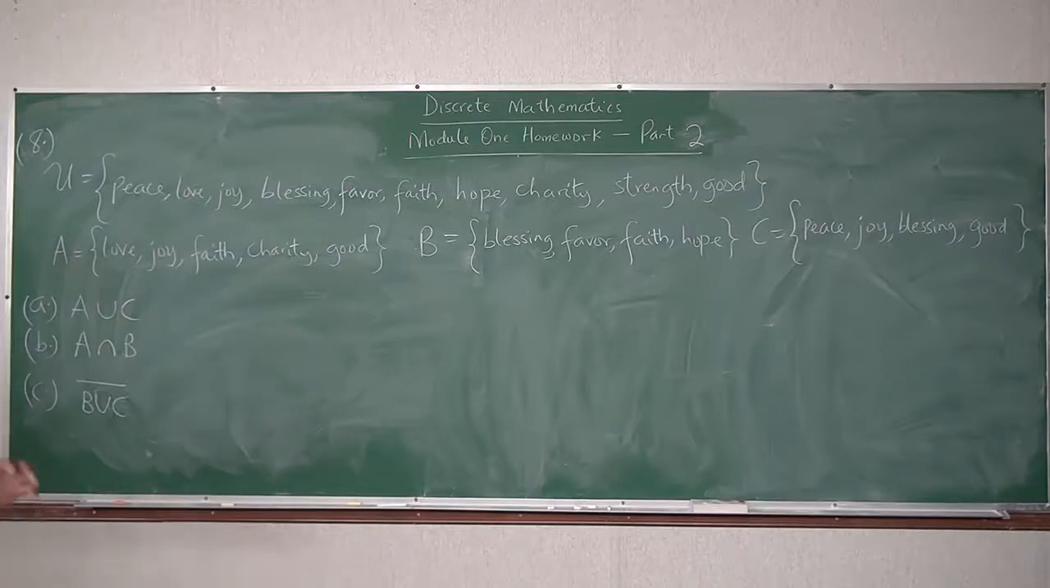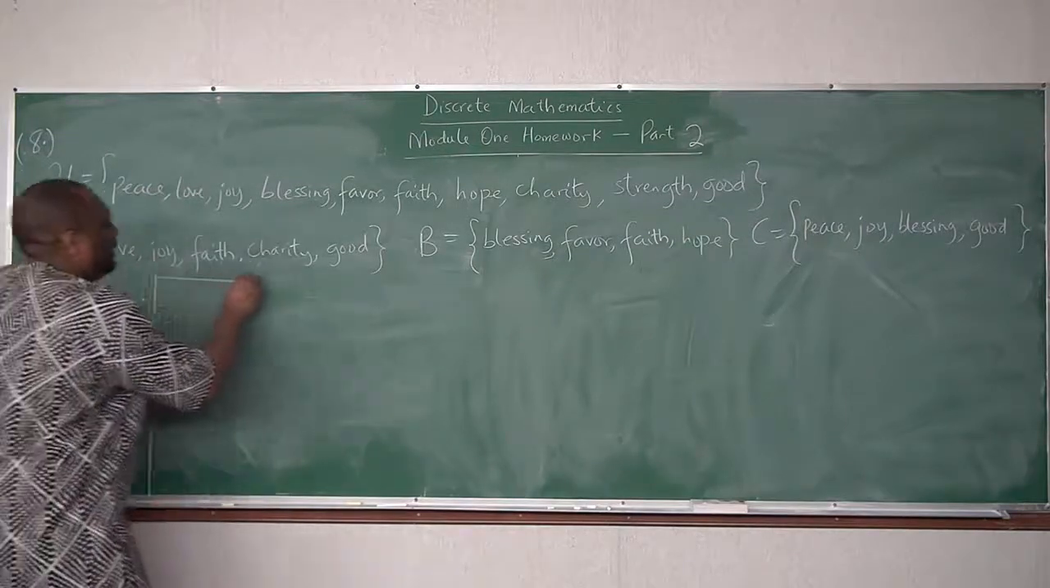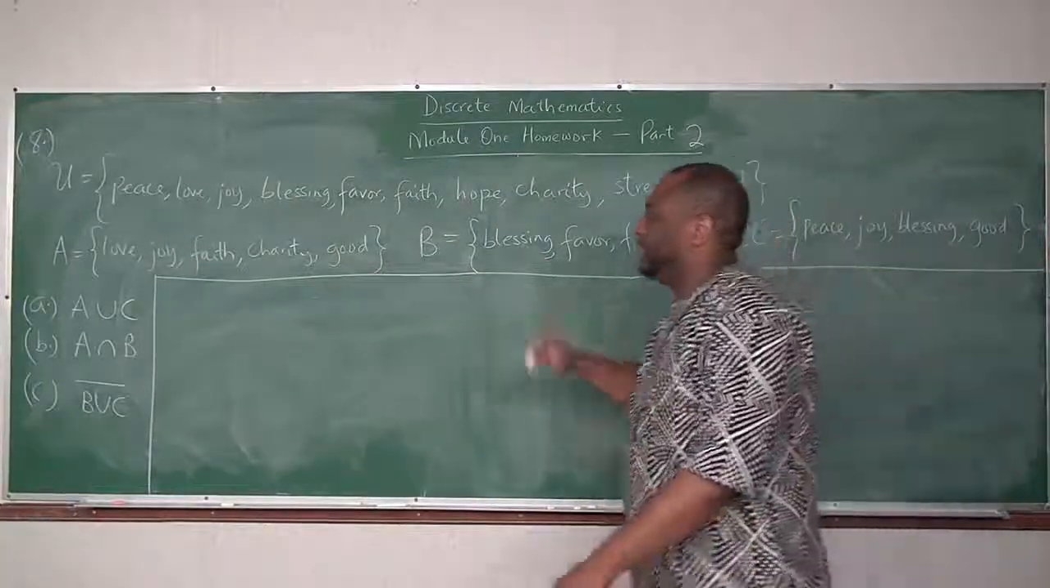And after that, we shall use what we call the characteristic function to list the elements of the set as an array of zeros and ones, okay? But first of all, let us list the set. Let's define the elements of each set.